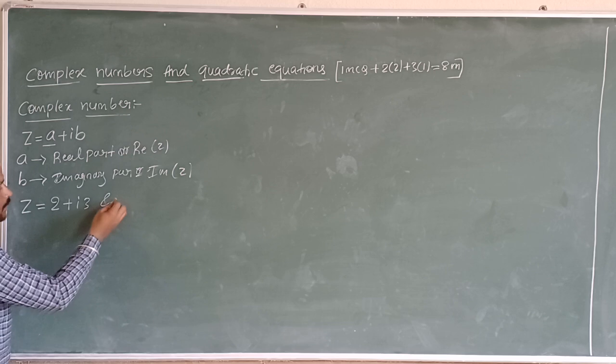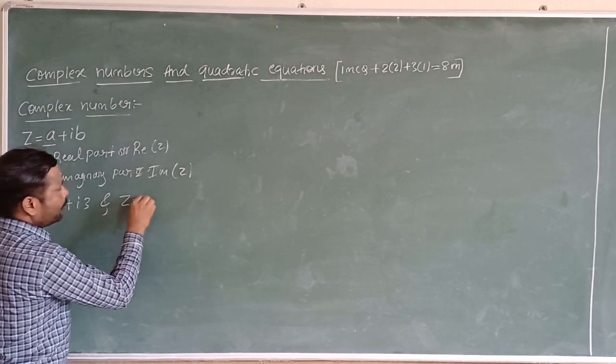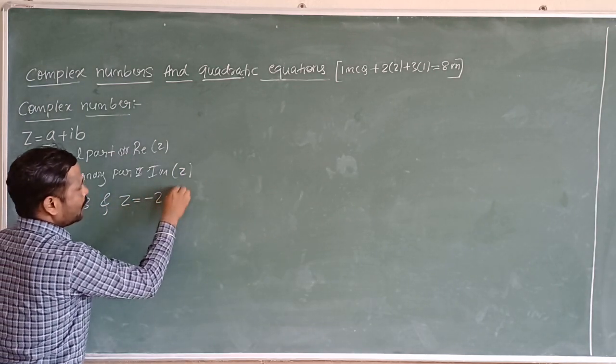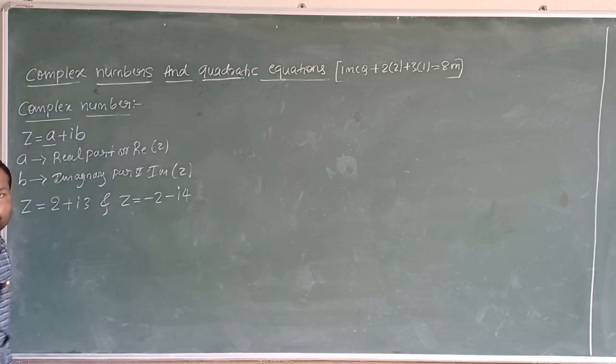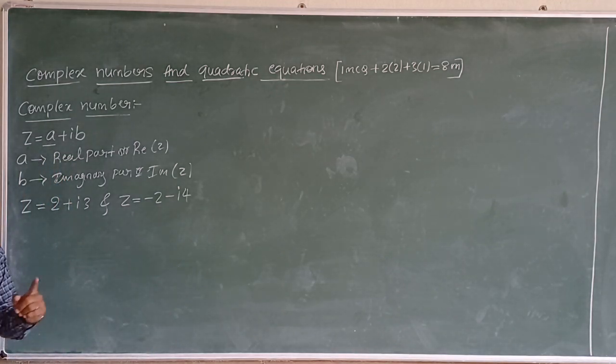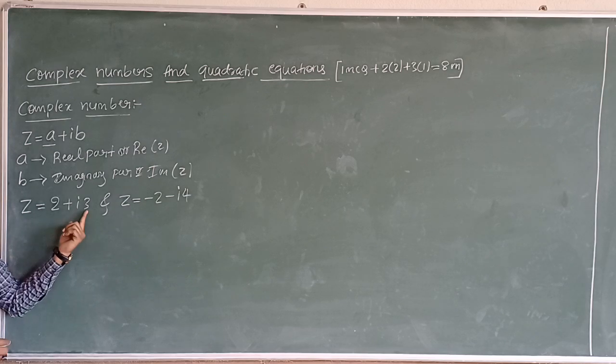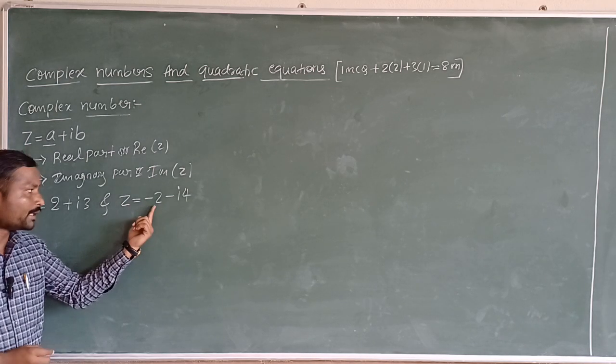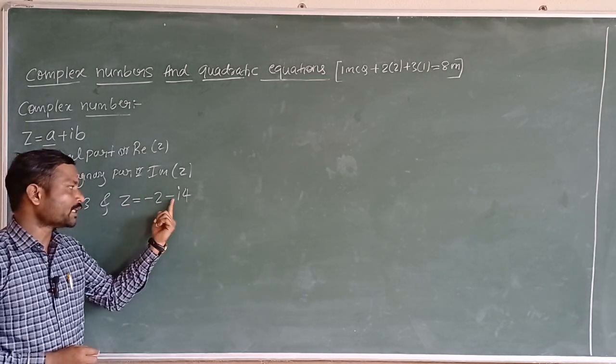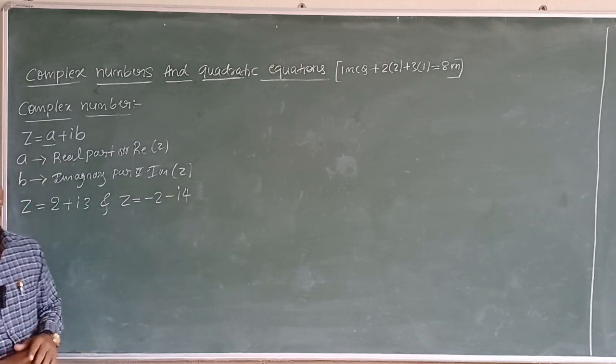Okay, another one, that is z is equals to what here? That is a minus 2 minus of what? I4. What are these an example for? Complex numbers now. Here the 2 is a real part, 3 is an imaginary part, minus 2 is a real part, minus 4 is what here? That is an imaginary part.